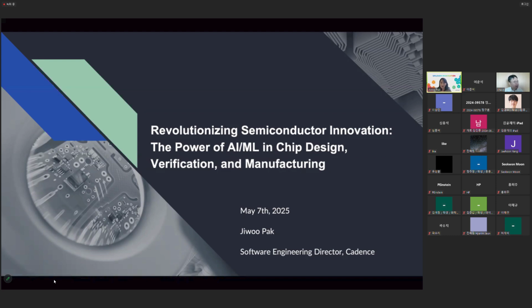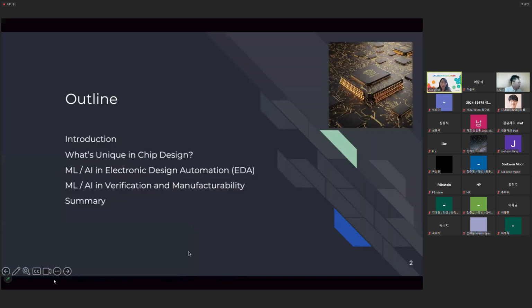So today, after some introduction, we will cover what the unique characteristics in chip design are in terms of adopting AI or ML. And we will go over ML or AI in electronic design automation. Don't worry, even though you don't know this terminology yet, I will introduce that in a while. And I will cover ML or AI in verification and manufacturability, and we'll conclude the talk.